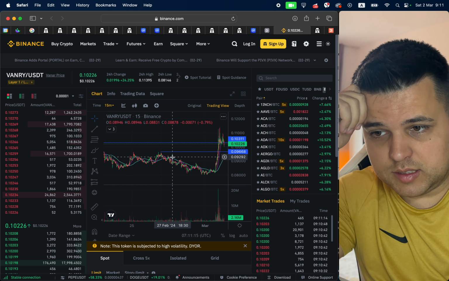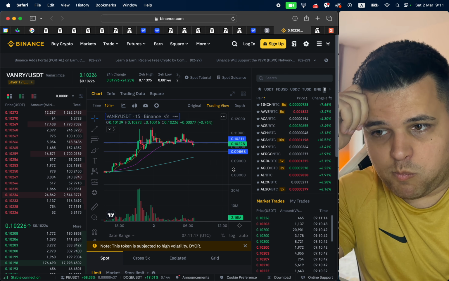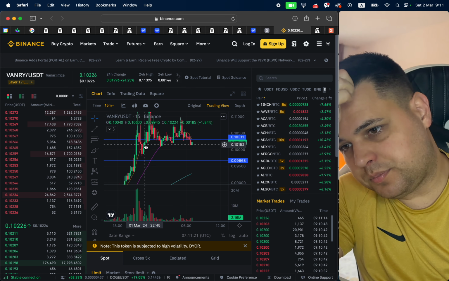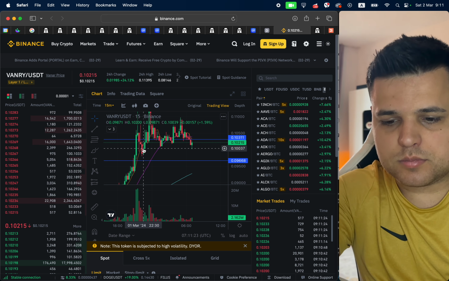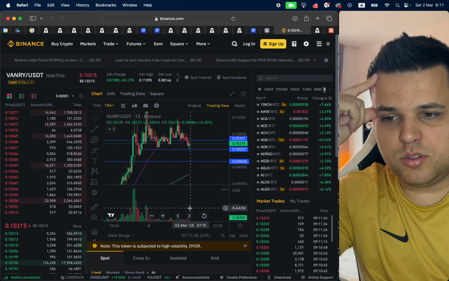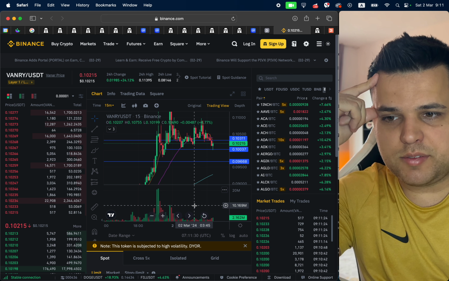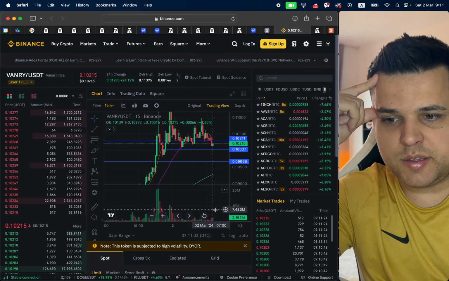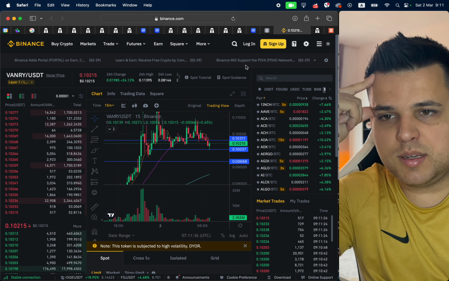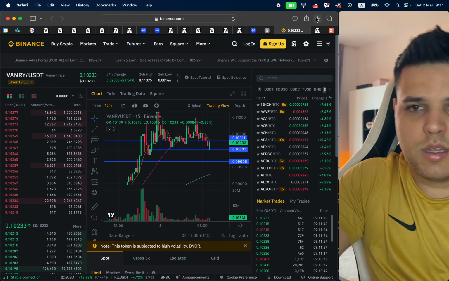On the 15 minute, how would I trade this? On the 15 minute, I wouldn't buy. Look, I understand. We'll probably pump right now. This was a strong buy candle. We are currently getting a very strong buy candle right here, so it actually makes sense to buy some.